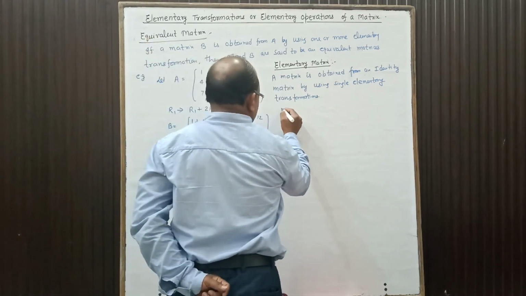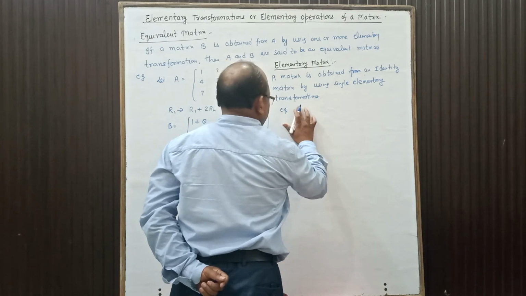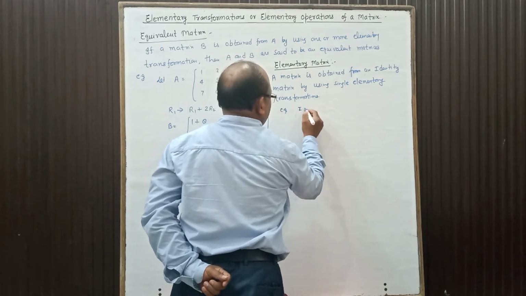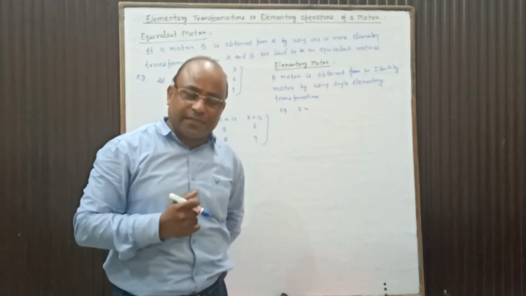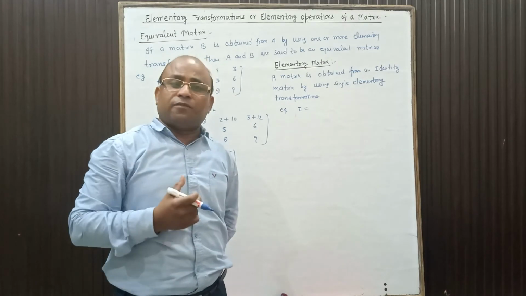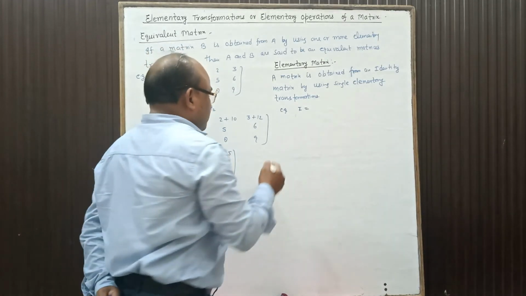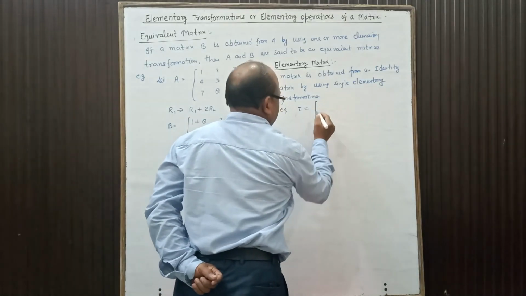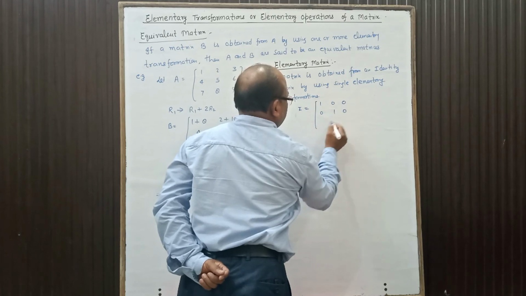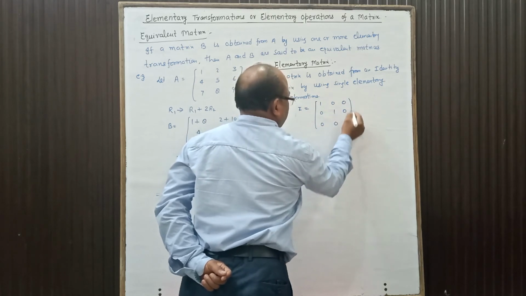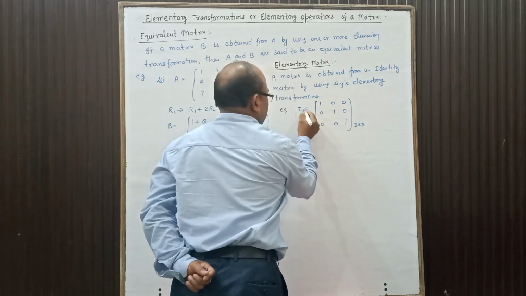For example, let I be the identity matrix. And you know very well what the identity matrix is. Identity matrix is always a square matrix in which the diagonal elements are 1 and all elements except the diagonal elements are 0. That is, the identity matrix of order 3 by 3 is 1 0 0, 0 1 0 and 0 0 1. This is the identity matrix of order 3 by 3. It is also denoted by I3.